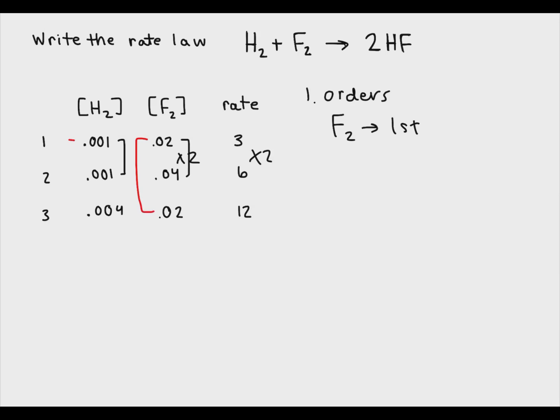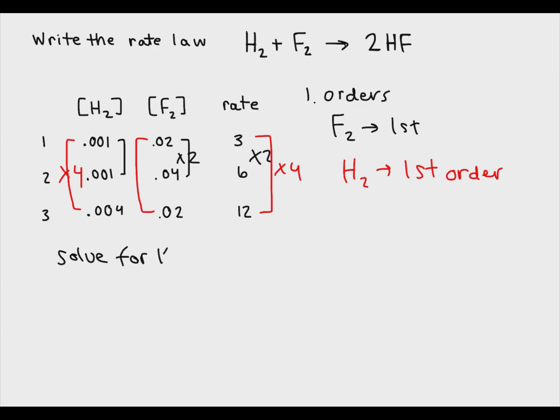Now we need to figure out the reaction order with respect to H2. So I'm picking two trials here where F2 concentration is held constant. And here I can see that the H2 concentration is multiplied by 4 and the rate also increases by 4. This means that the reaction order with respect to H2 is first order. It's very important that you hold one of the concentrations constant so that you know the change in rate you're observing is solely due to the change in concentration of the individual species that isn't being held constant.